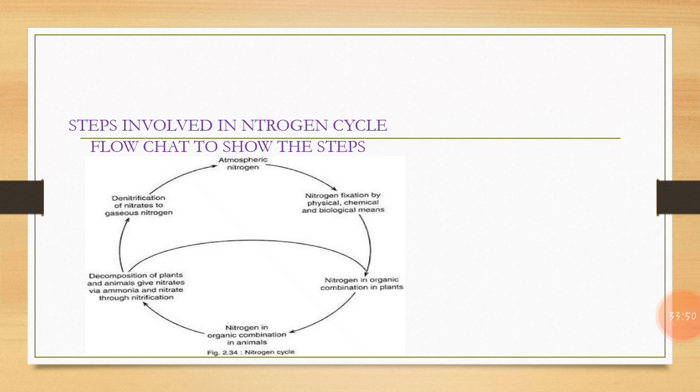The cycle consists of different steps, starting with nitrogen fixation. Then we studied the types of nitrogen fixation. Now we have known what nitrification, ammonification, assimilation and denitrification are. So in this way the nitrogen cycle occurs in nature. This is the last topic of this chapter that we discussed today. Very soon we will come with our next chapter.